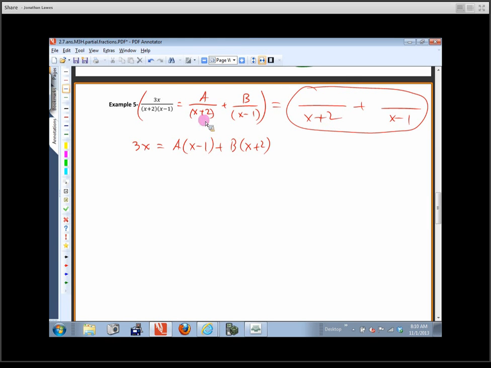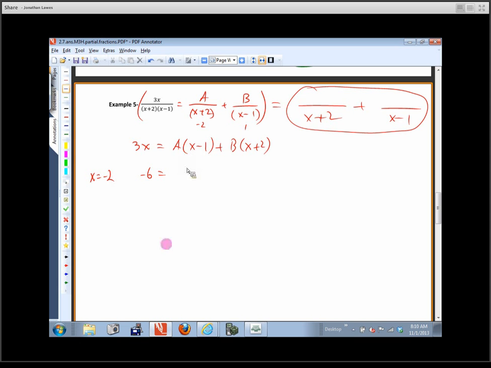Yep. Okay, the 0 for this one is -2, and the 0 for this one is 1. So let's let x equal -2. And we're going to plug in a -2 wherever there's an x. So this is going to be -6.